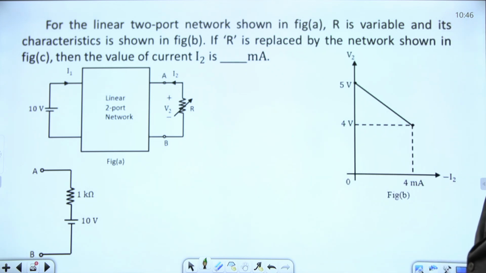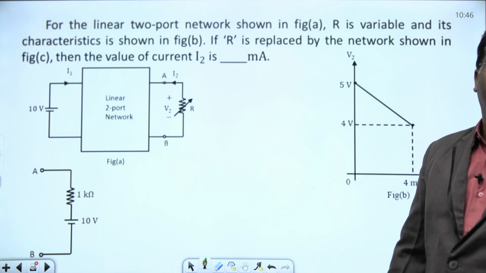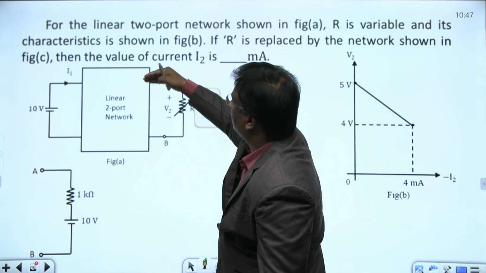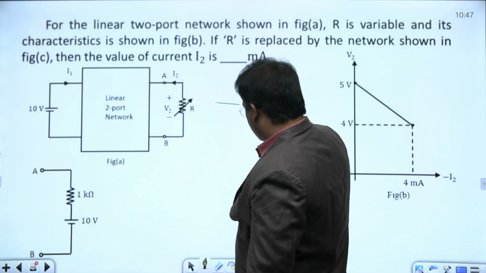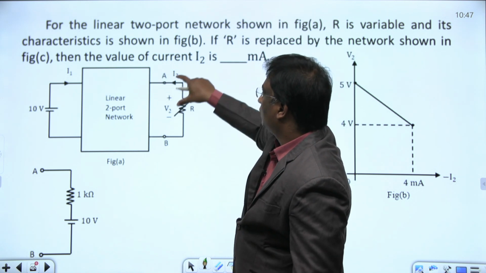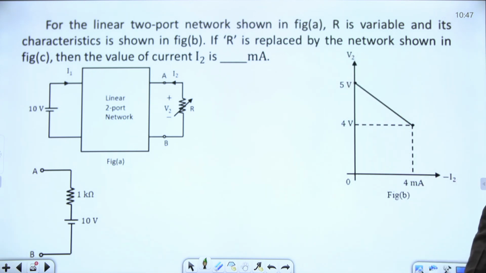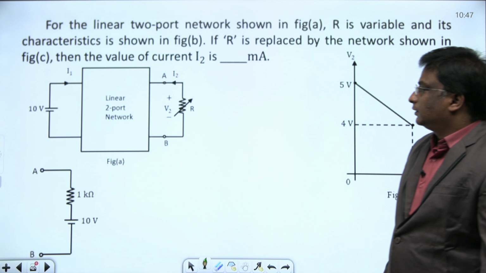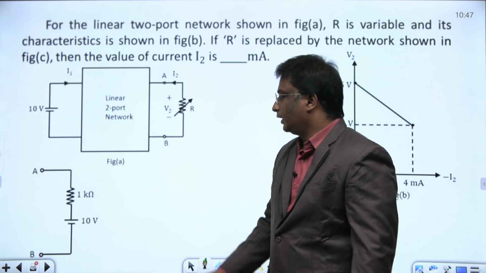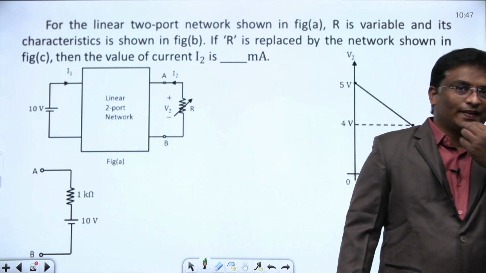Simple. For the linear two-port network shown in the figure, this is the characteristic of R, a relation between this V2 and I2 flowing here. They have given the characteristic V2 versus I2 in this direction. Now what they are asking is, when this entire resistor network is replaced by 1K and 10 volts in series across the AB terminals, what is the I2 flowing in the network?